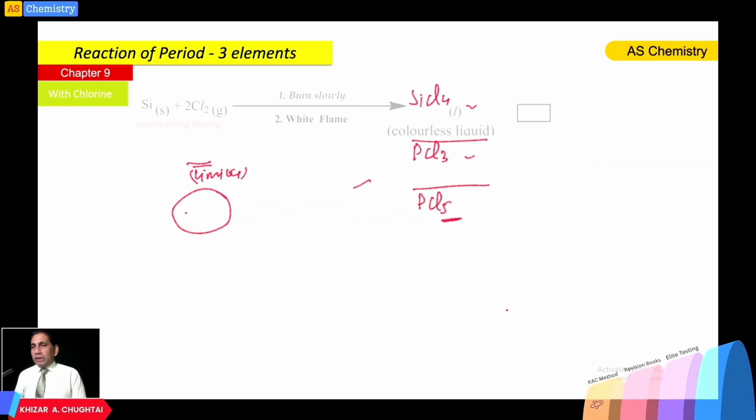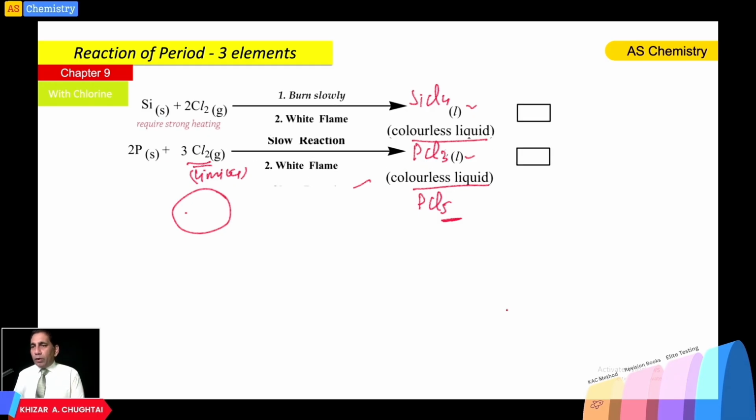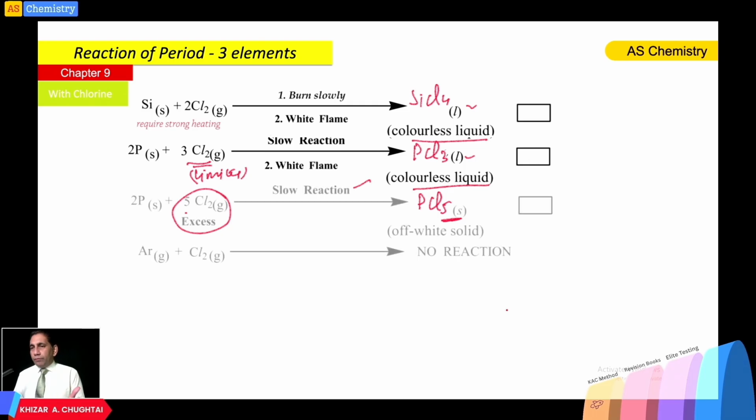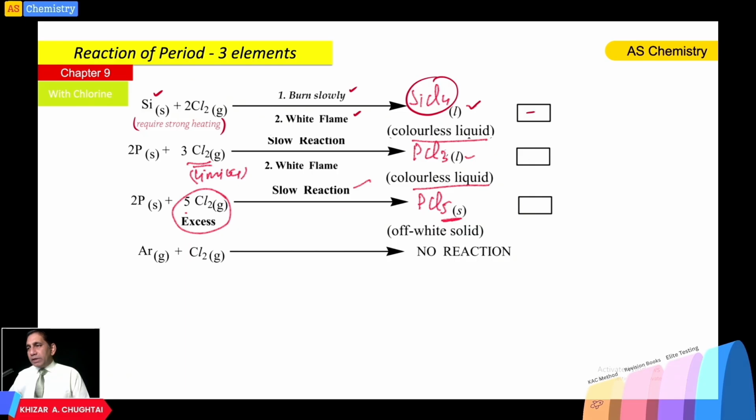Now the reaction of silicon, the reaction of phosphorus with chlorine, and phosphorus with excess chlorine, and so on. When silicon is allowed to react, you need strong heating for the reaction of silicon with chlorine, not under normal conditions. A white flame may be observed, and it burns very slowly. SiCl4 is a liquid, and here once again the oxidation state is +4. So SiCl4, this formula you will have to learn by heart, and its state symbol as well, and its color as well.